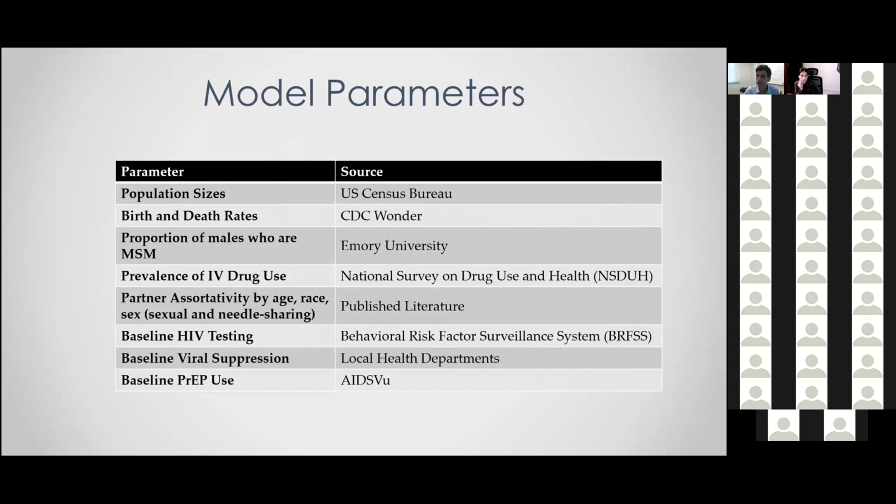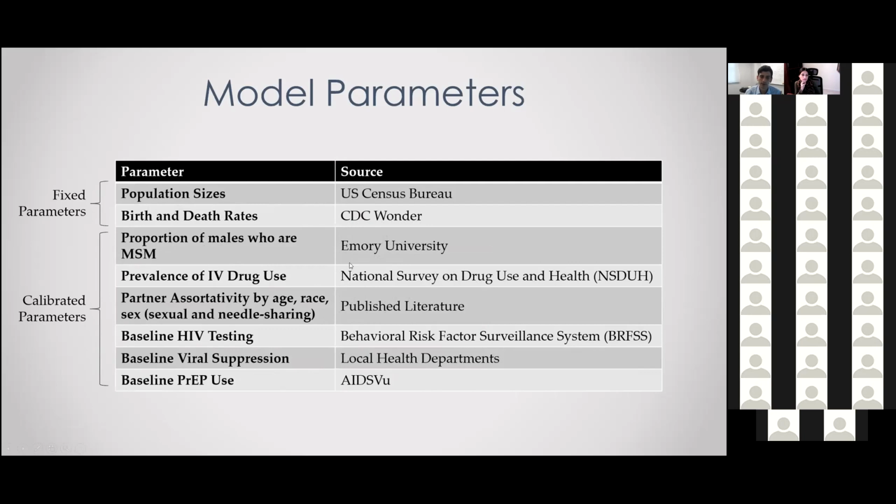And we're drawing information on these model parameters from a whole bunch of different publicly available data sources. But what I want to highlight here is that some of these parameters, like population sizes, which we get from the US Census, or birth and death rates, which we get from CDC reporting, we take as gospel truth. But a lot of these other parameters have some uncertainty about them, right?